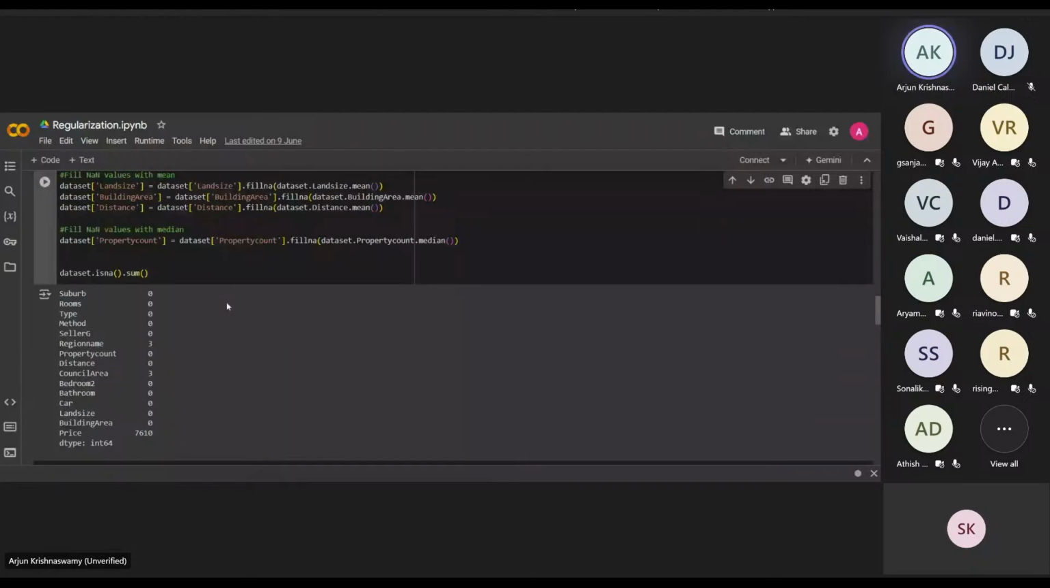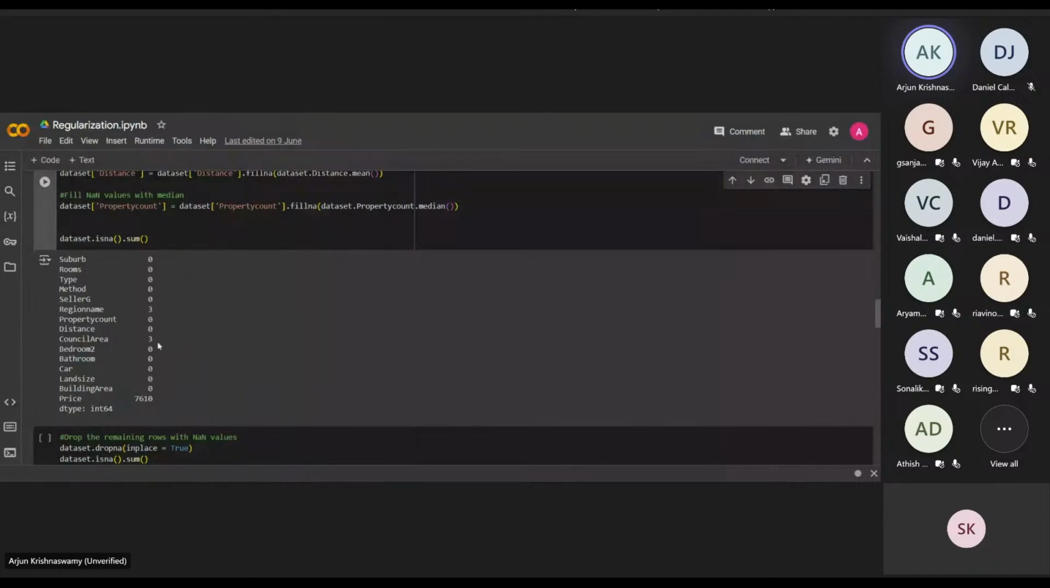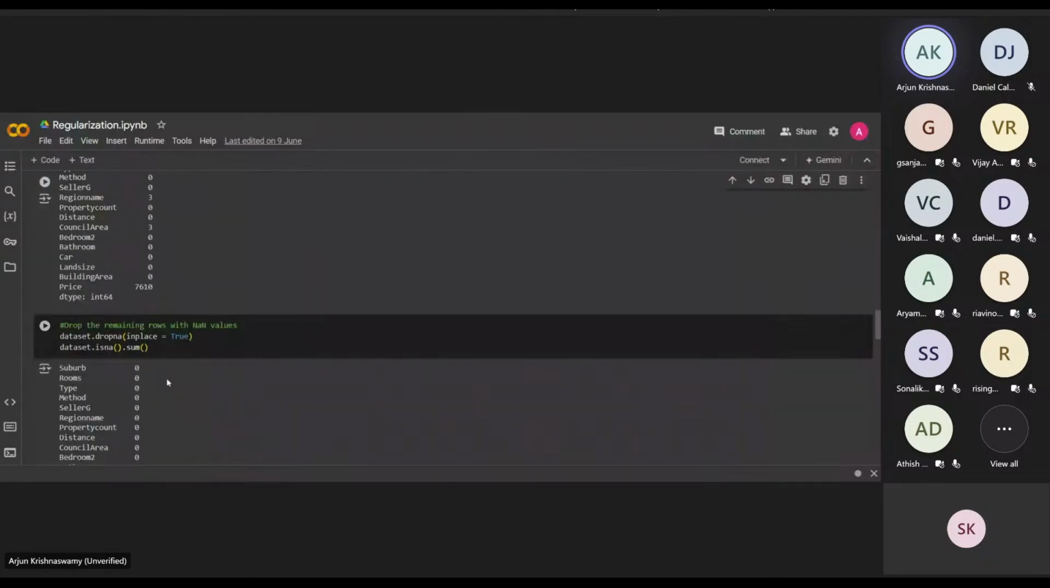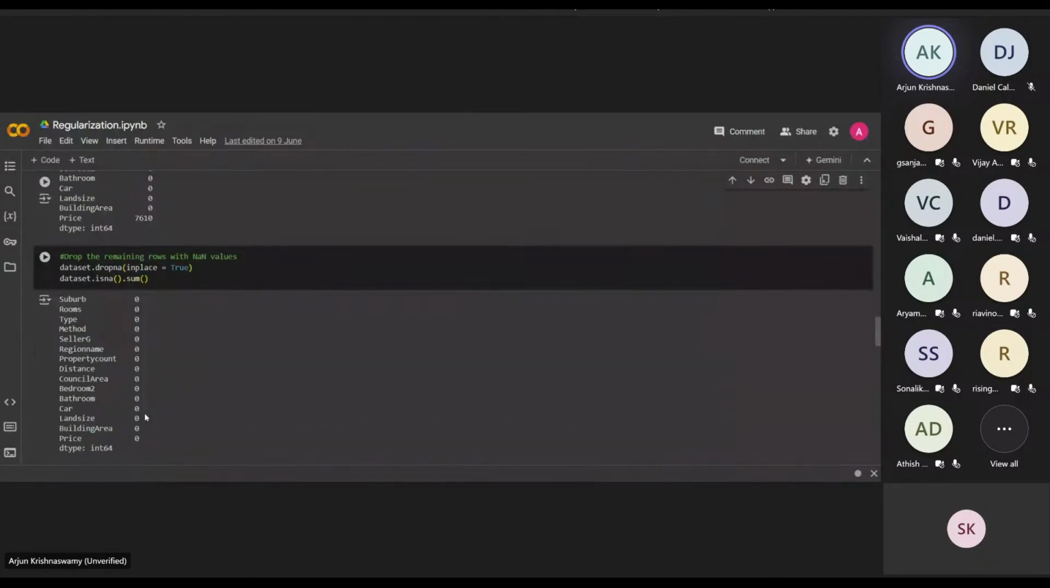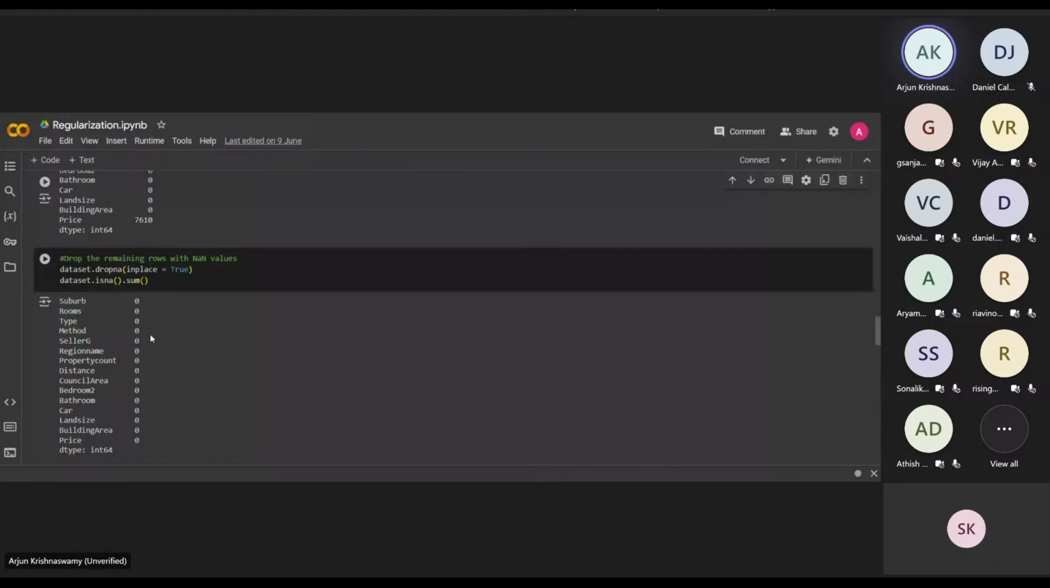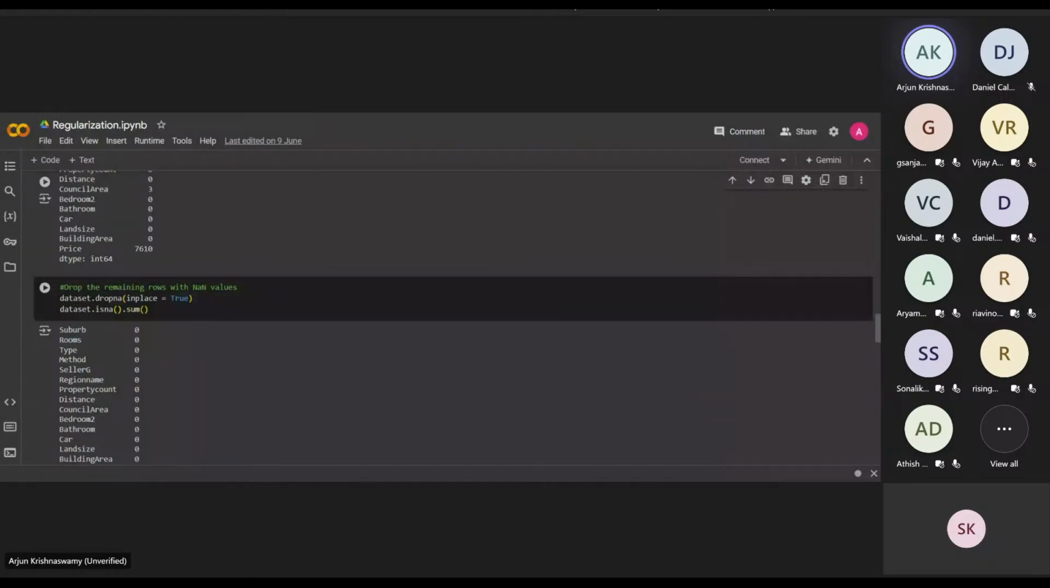You only have region name and council area with 3 missing entries. They are names. You cannot fill them with any value. So what we do is we drop those 3 rows, whichever has null values. Finally, you only have the data set without any missing values. So this is the changed data set. dataset.dropna will drop all the rows with missing values.